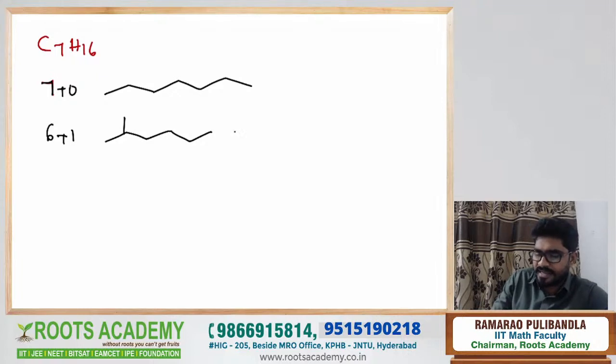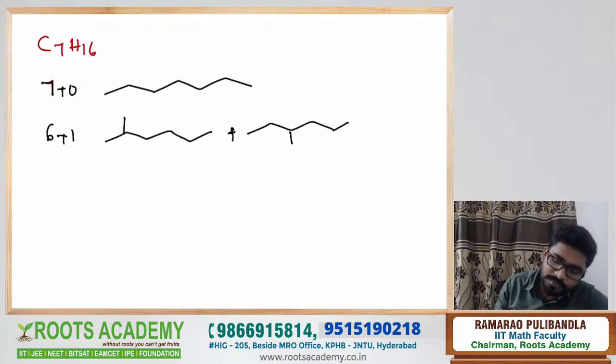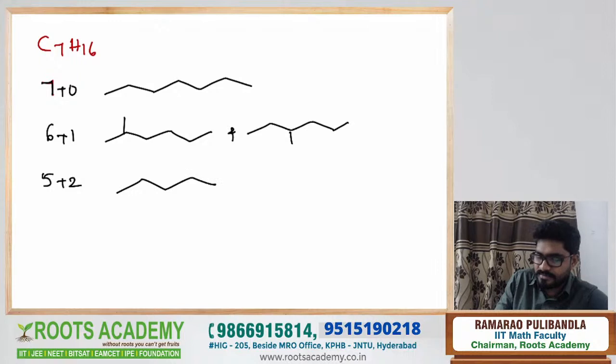Okay. Next one, we can keep it like this. This is 3-methyl-hexane. So 2-methyl-hexane, 3-methyl-hexane, second possibility. The next one is 5 plus 2. I can take it like this. This is 2-ethyl pentane.